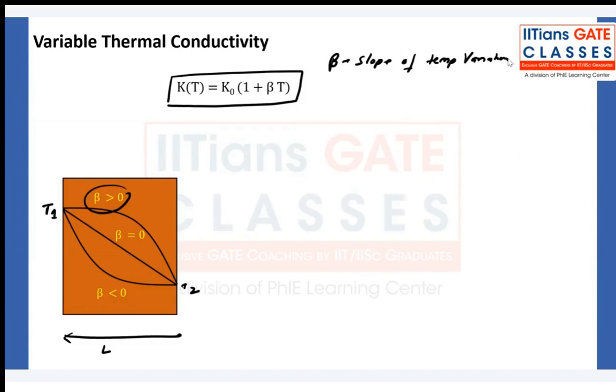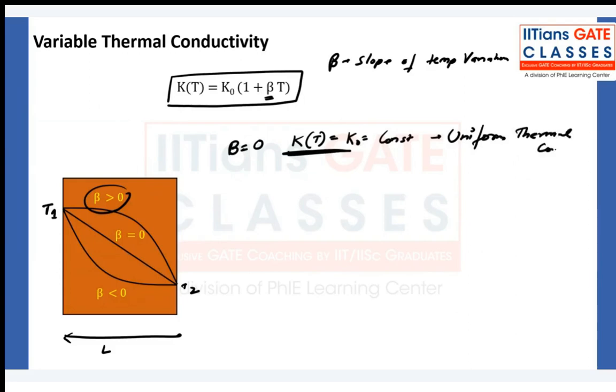Now if beta is equal to 0, if you put this equal to 0, then thermal conductivity is equal to K naught, which is a constant. That means it is a case of uniform thermal conductivity. Now it is independent of temperature, uniform thermal conductivity.